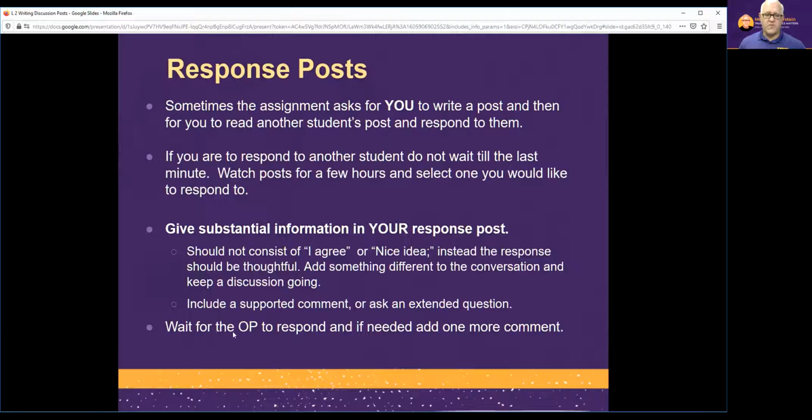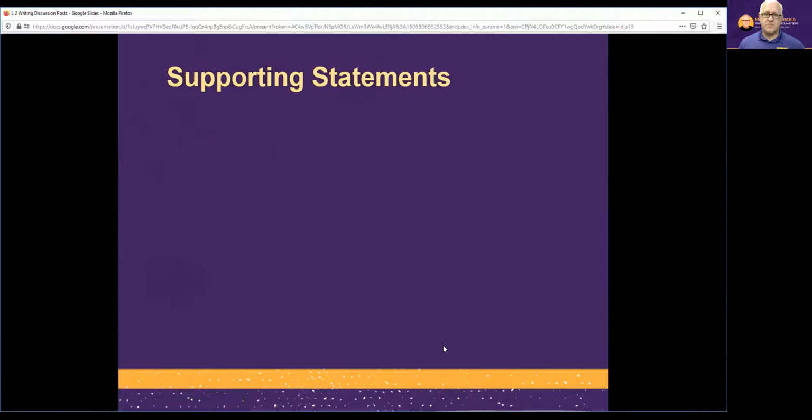Most important, wait for the original poster to respond, and if needed, add one more comment. You may add a question to it. Have you considered that the pollution in the air is affecting the rainwater that is feeding the plants? That could be a question. And then you wait for your original poster to respond. So those are response posts, and we'll get more into those as we develop these discussion posts.